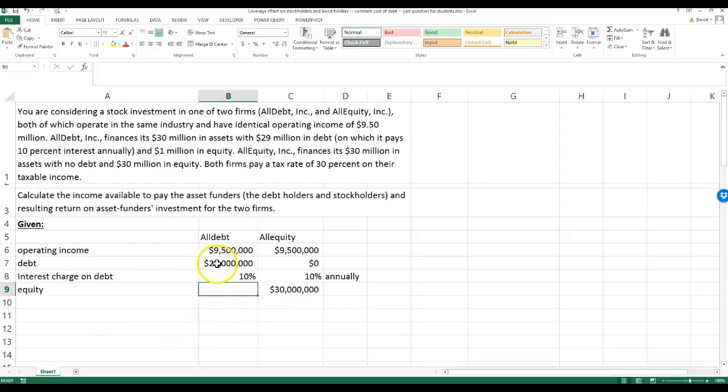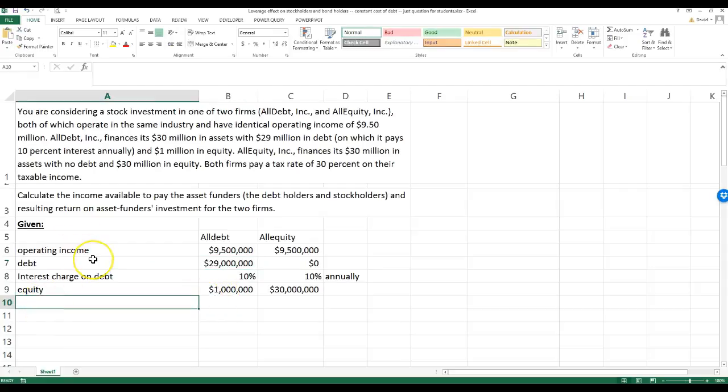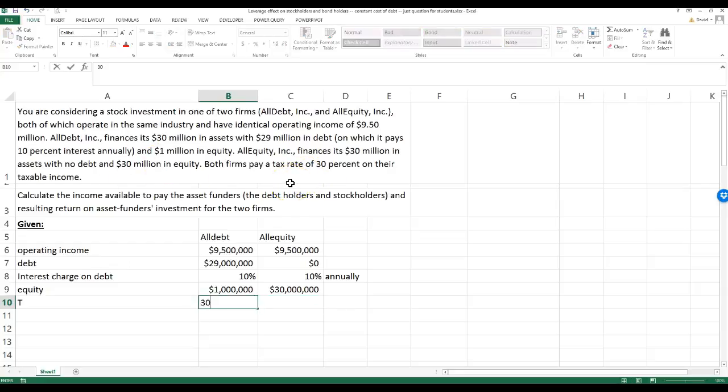And then what we're going to do eventually is change this debt. Since we have to have $30 million between the two, if I change this, I'm going to put an equation in here. I'm going to say this equals this minus this. Okay. So if I change this to 25, this will change to 5 automatically. And finally, the tax rate, T, it says it's 30% for both of them.